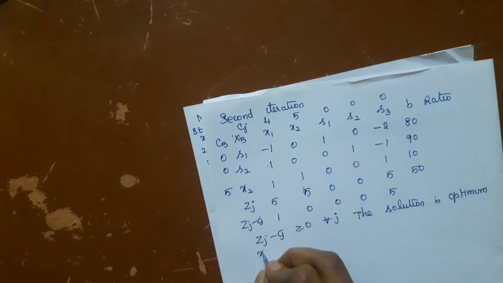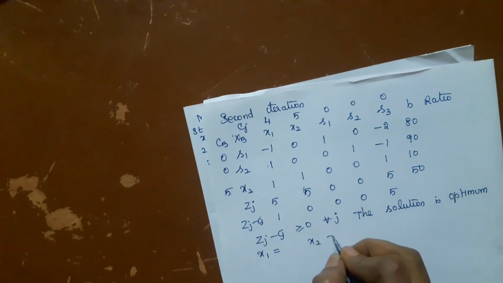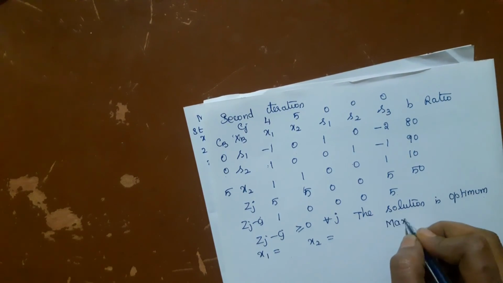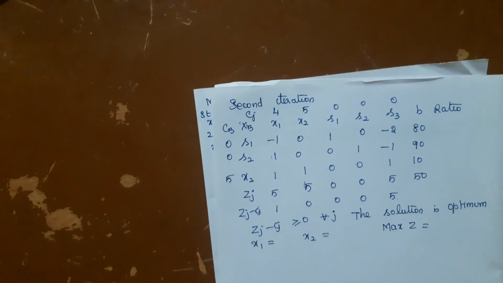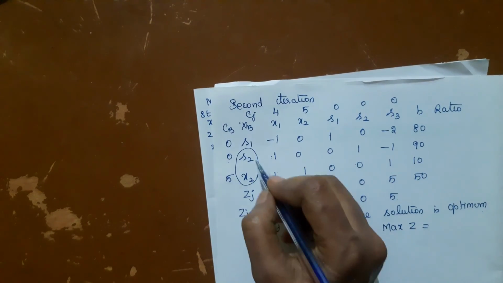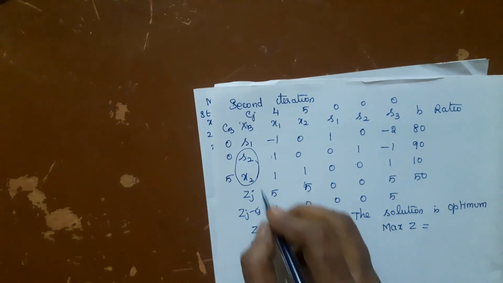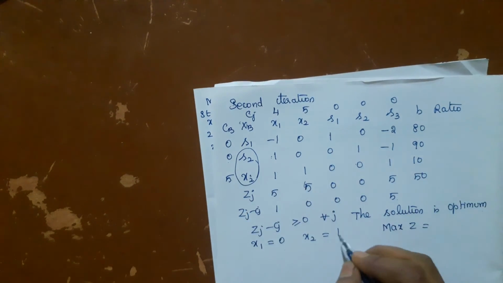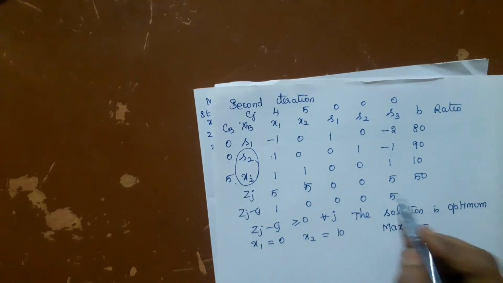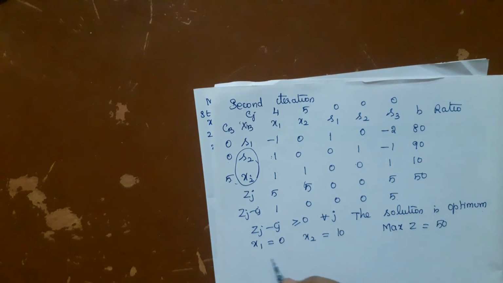You are supposed to give the values for the decision variables x1, x2, and write the maximum value of z. x1 is not in the basis here, so it is 0. x2, the value is 10, and the maximum value of z is 50. Fine. Thank you.